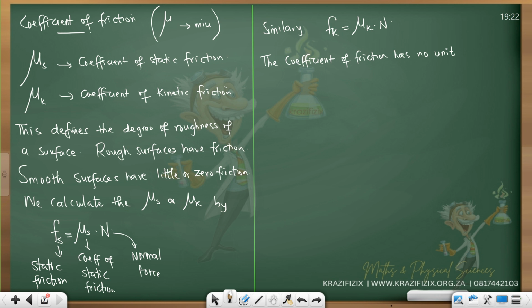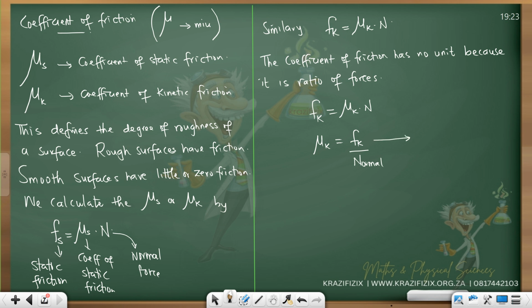Why? Because it is a ratio of forces. I'll explain to you now. Ratios don't have units. If I say Fk equals mu Kn, it therefore means that mu K is Fk over N. Remember what this N is. This N is normal.